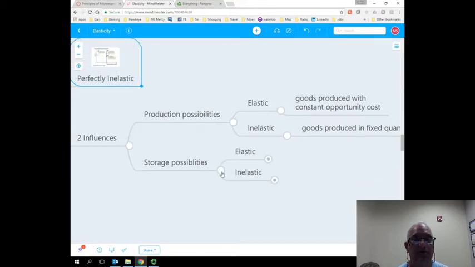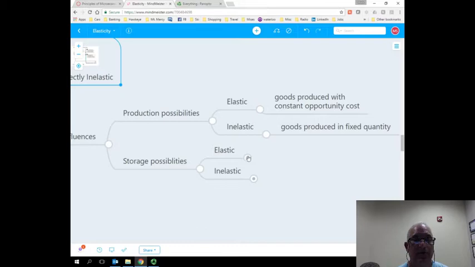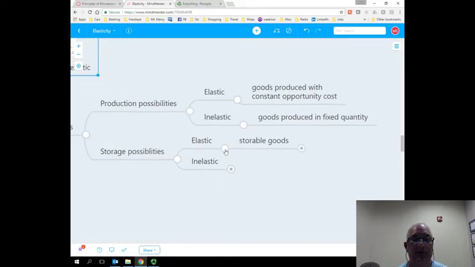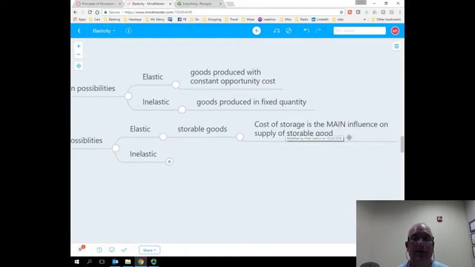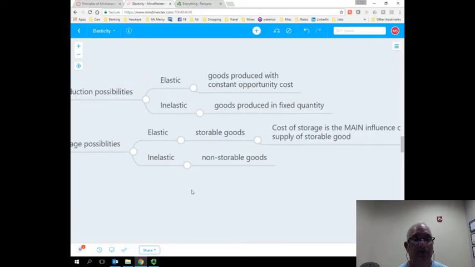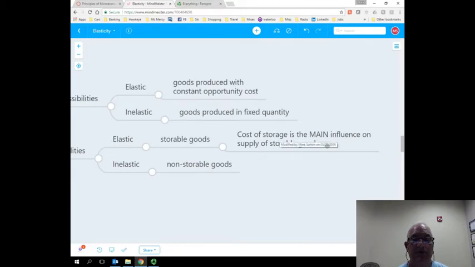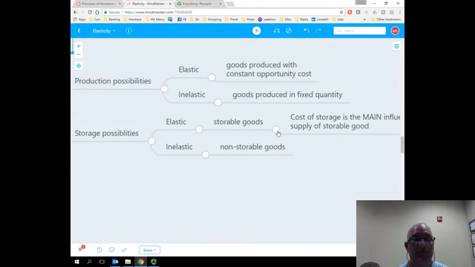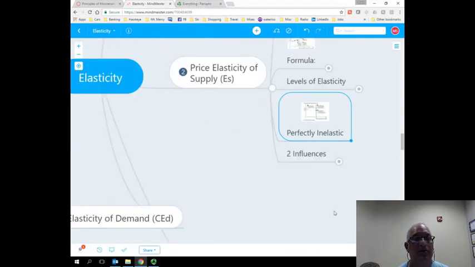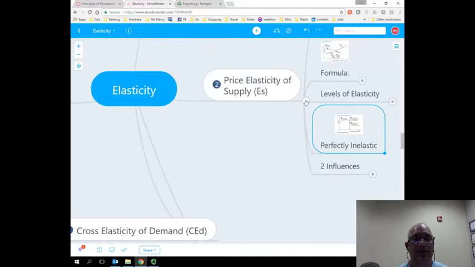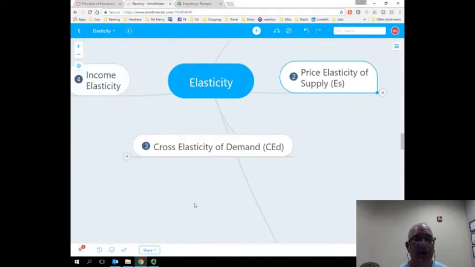The other influence is storage. That's production. So here is storage possibilities. When we got elastic, we're talking about storable goods, and the cost of storage is the main influence on the supply of storable goods. That's why that's important. Inelastic, we're looking at non-storable goods. So you might want to remember the cost of storage is the main influence on supply of a storable good. So that is the price elasticity of supply and price elasticity of demand.